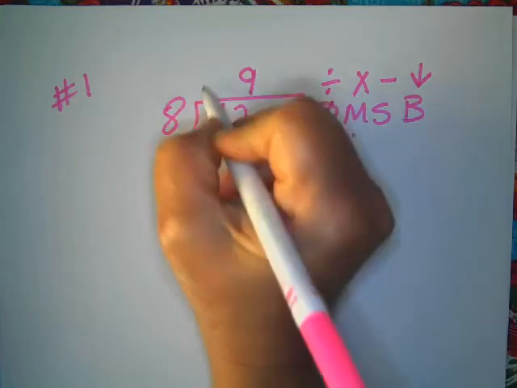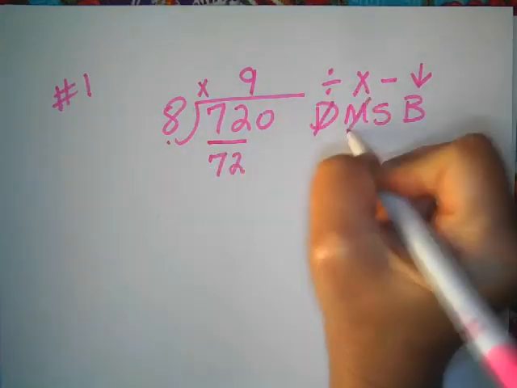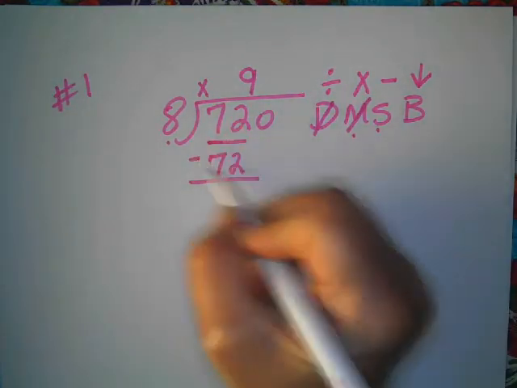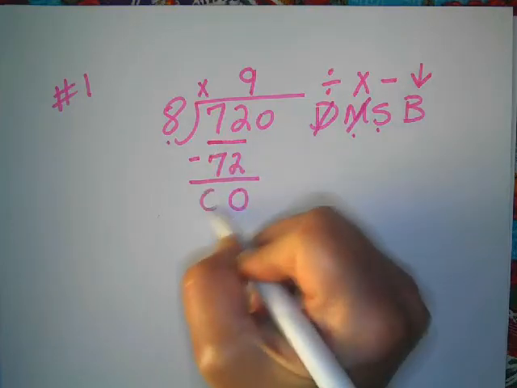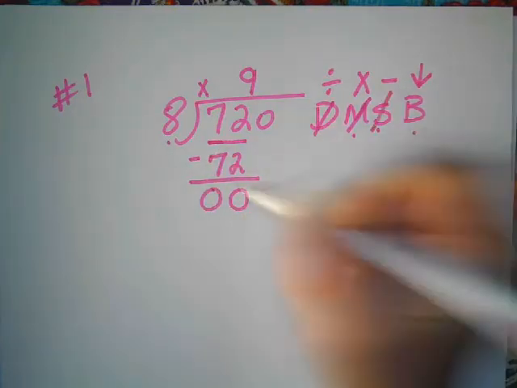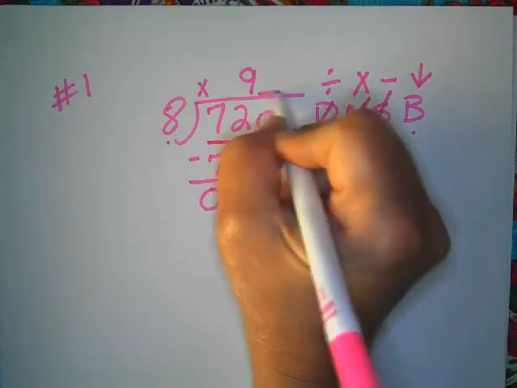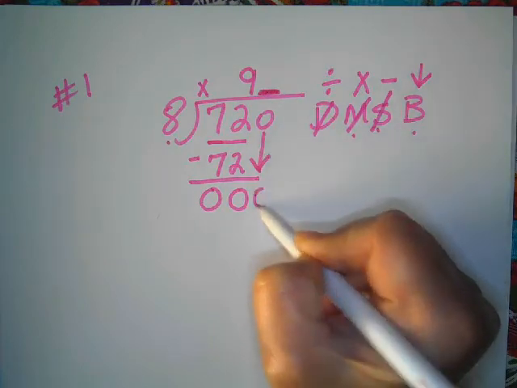We're going to multiply. 9 times 8 is 72. Our next step is to subtract. 2 minus 2 is 0. 7 minus 7 is 0. And our next step is to bring down. And since we have that spot, even though it is 0, you still need to bring it down and finish the problem.